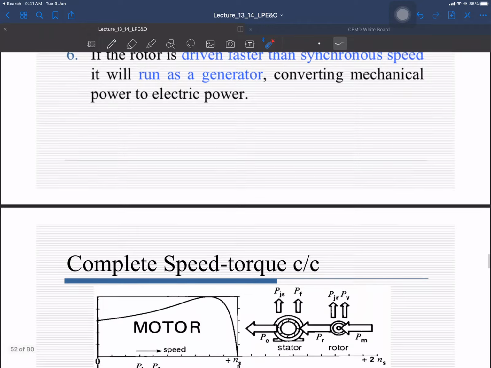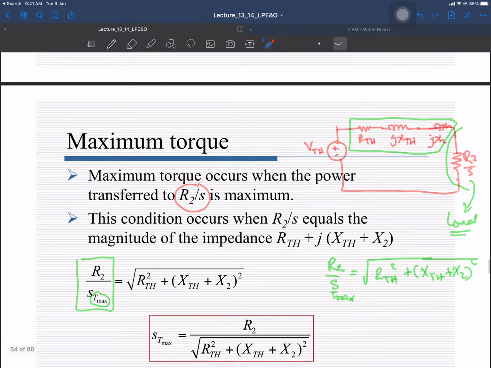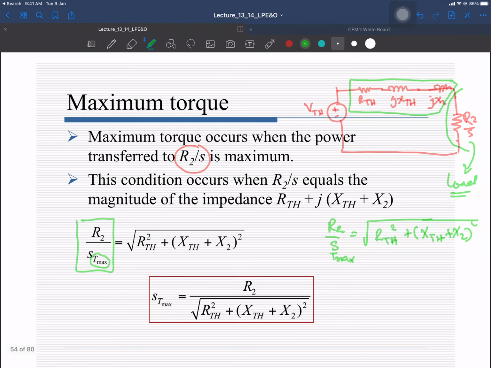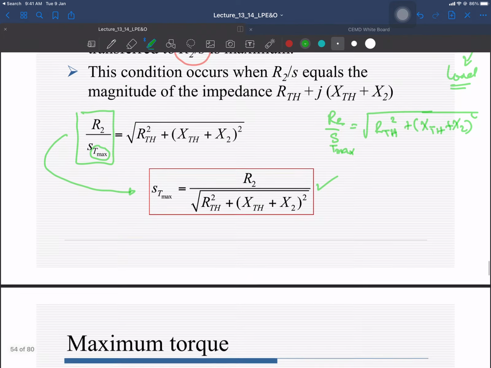So maximum power will be delivered when R2 by S is equivalent to this impedance, and using this expression we are defining a condition for the slip corresponding to the maximum torque. With this expression you can now calculate at which slip your torque will be maximum, that is given by S_Tmax, equal to R2 over the square root of R Thevenin square plus (X Thevenin plus X2) whole square. So this is the slip corresponding to the maximum torque, or when the maximum power will be delivered, right?